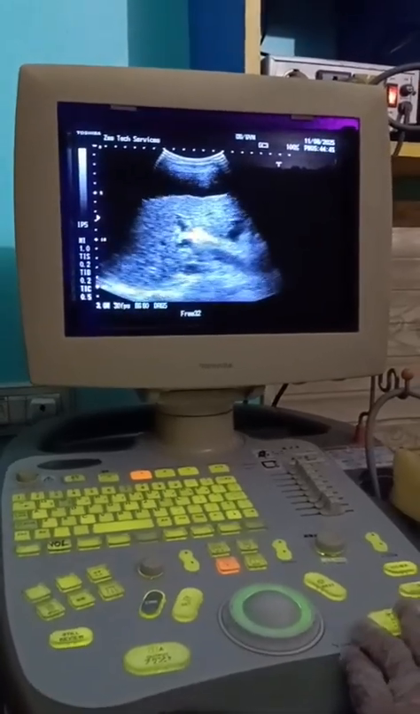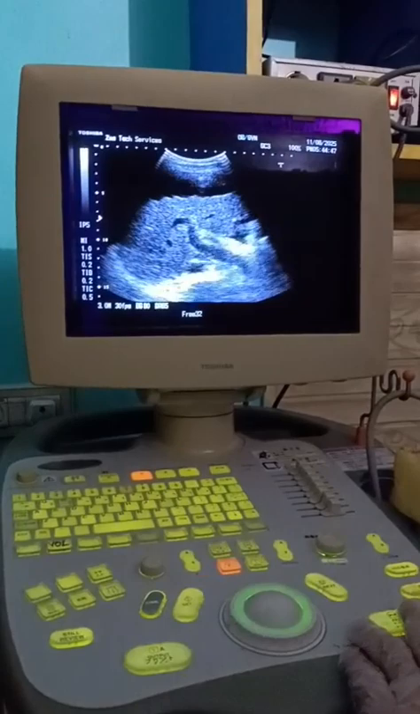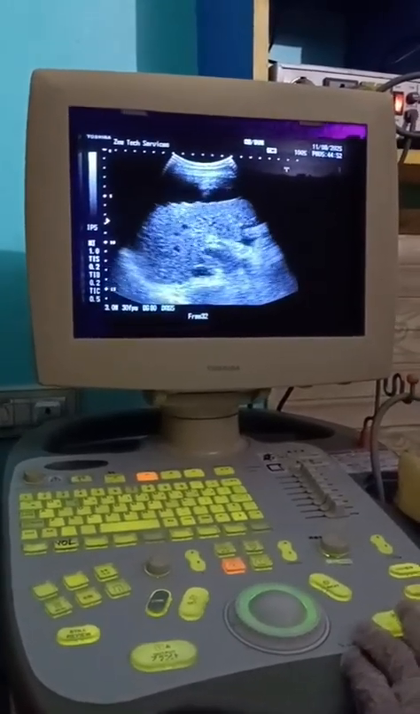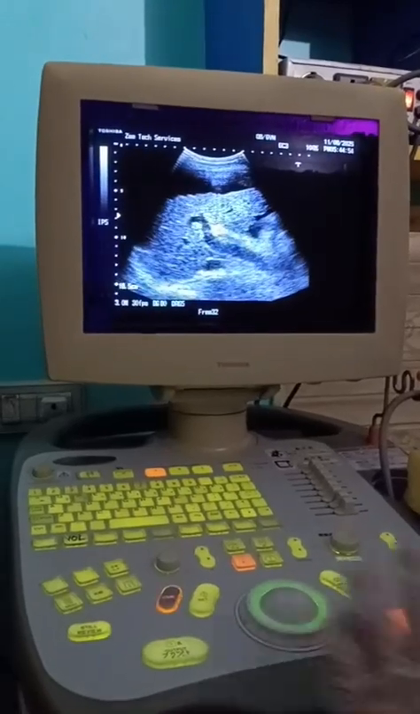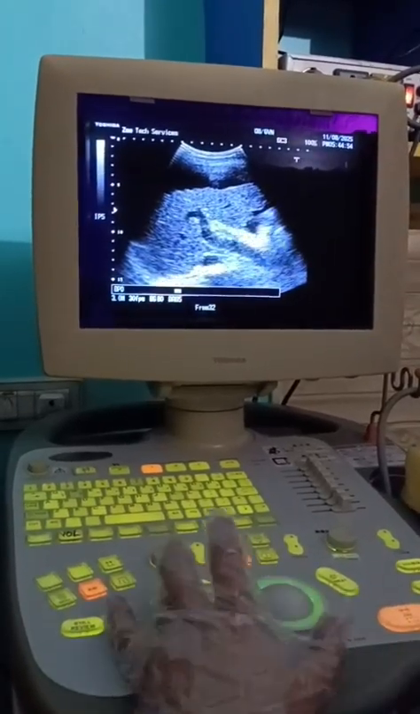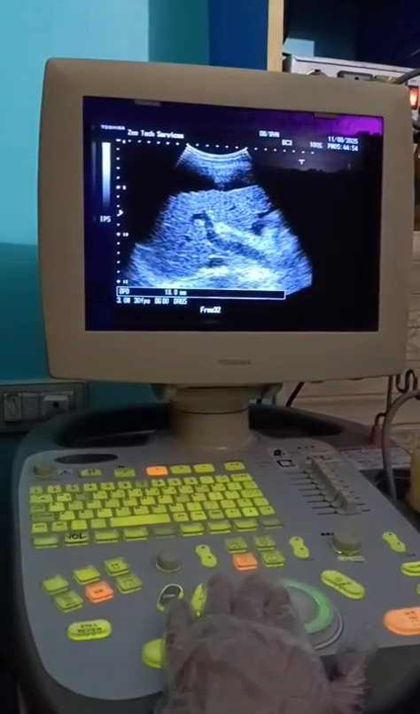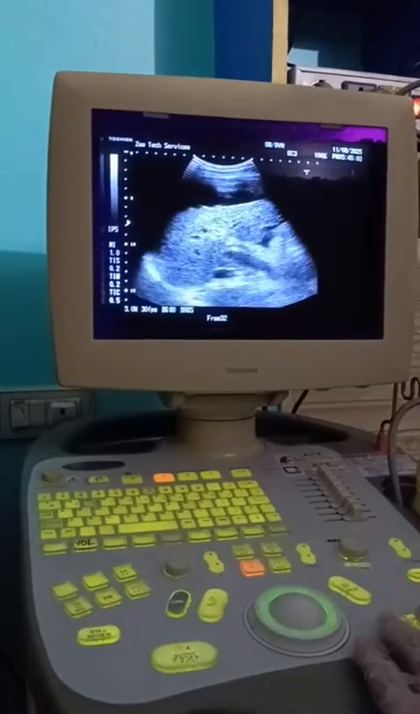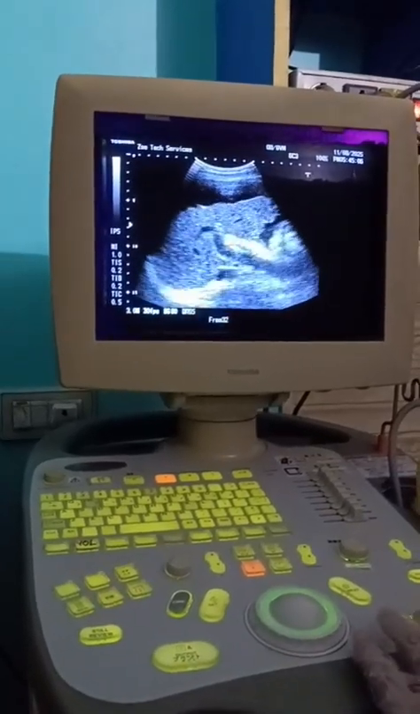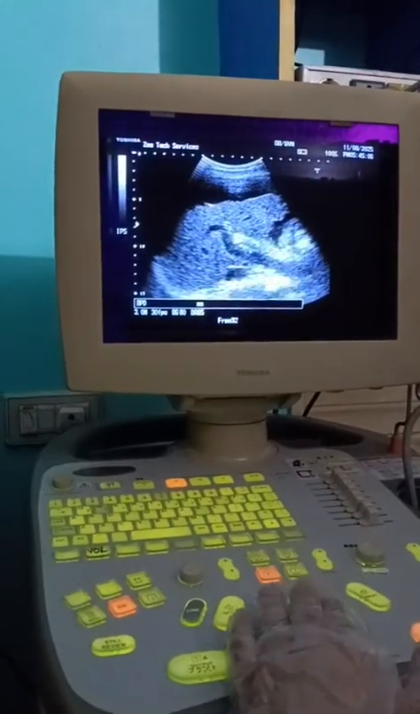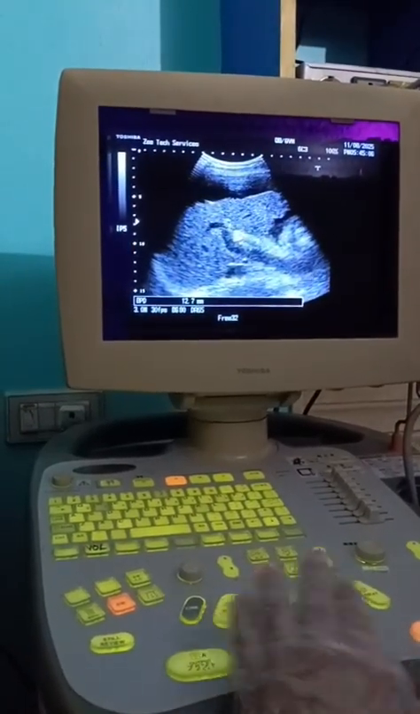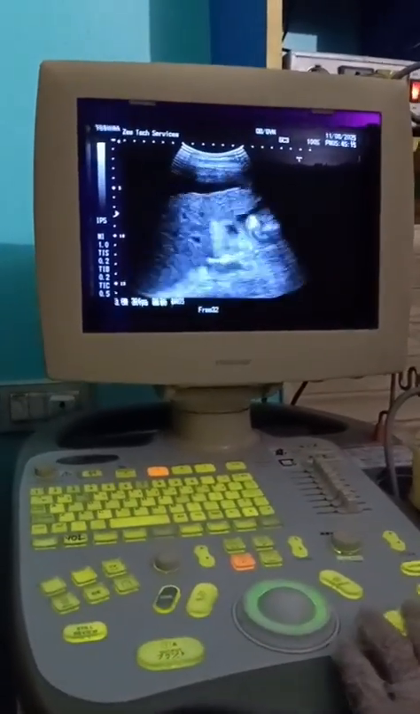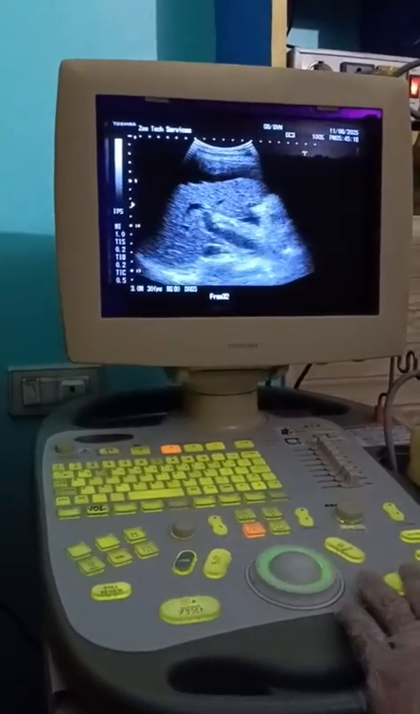Another thing we have to measure here is the portal vein at the end of inspiration and at the end of expiration. This is the portal vein which measures 1.4 centimeters at the end of inspiration, and at the end of expiration it measures approximately 1.3 centimeters. Still another important thing I would like to show you here is the periportal fibrosis.